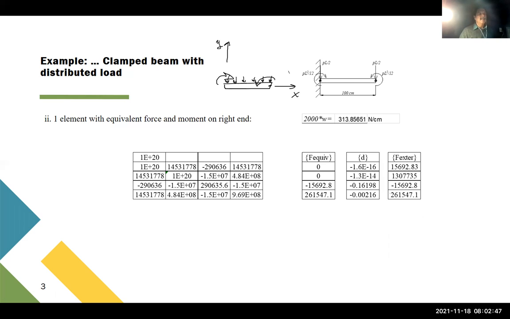This value here, this is the total external force that you need to apply in this point in order to have equilibrium. Okay, so this is equal to what? Is equal to minus PL over 2, this external equivalent force, plus the reaction at 1. So that means that the reaction at this end has to be equal to this value, 15,692.